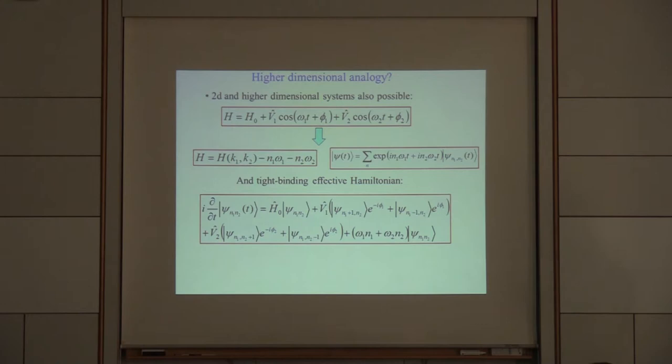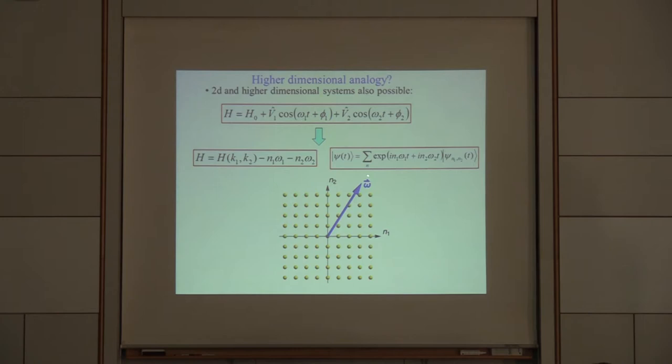But all I have here is a Schrödinger equation for a wave function that's defined on sites n1 and n2 of a two-dimensional lattice. You have hopping in one direction, hopping in the second direction, and a force term. In terms of the lattice view of this, the wave function is just defined on a two-dimensional lattice and subject to a force whose direction is just the vector omega: omega 1 in the x direction, omega 2 in the y direction.